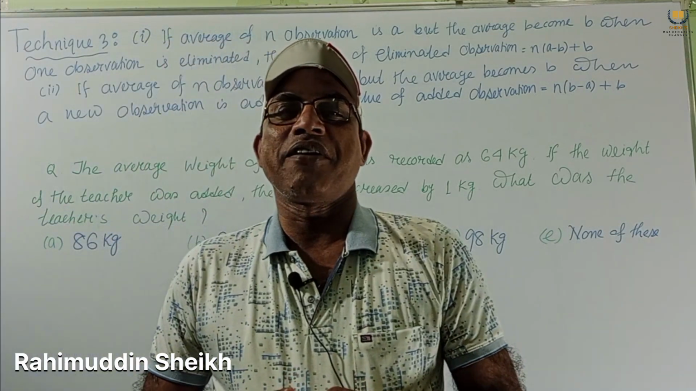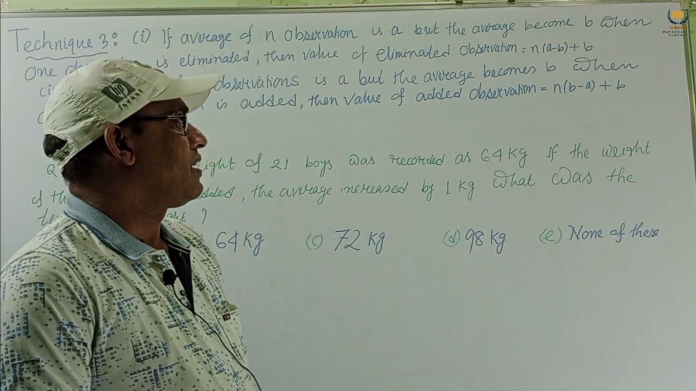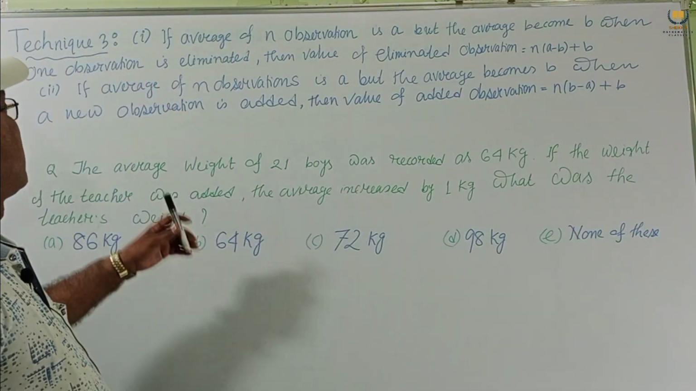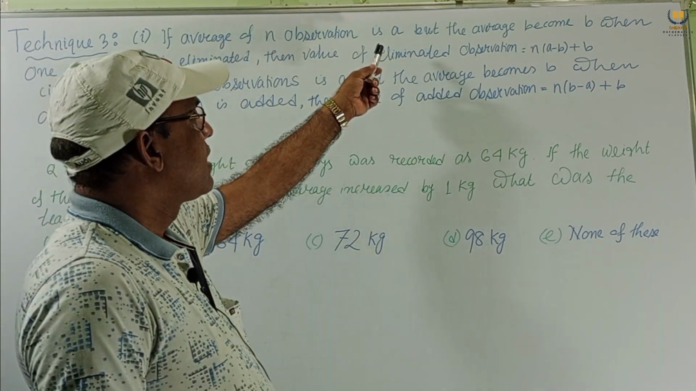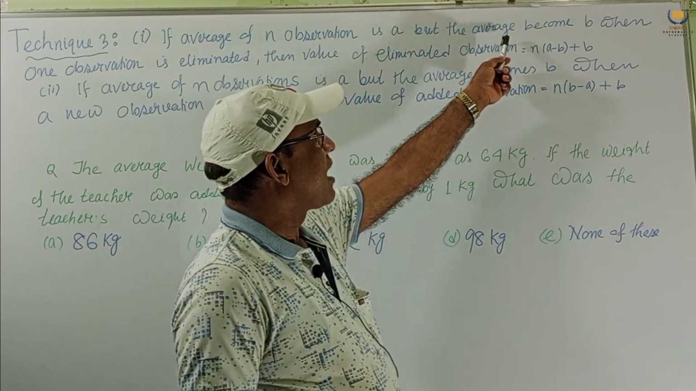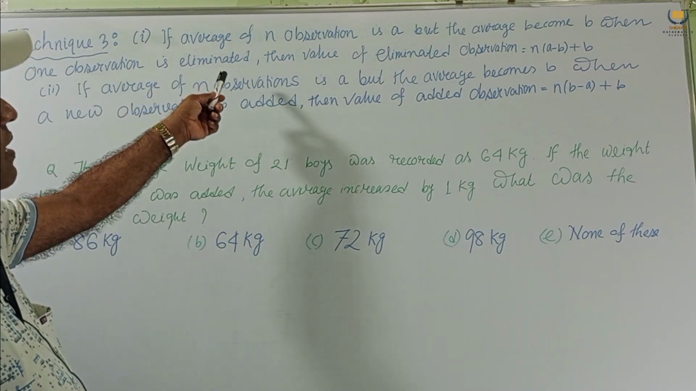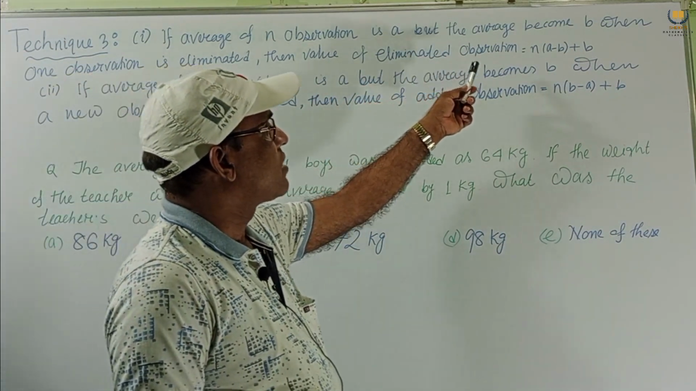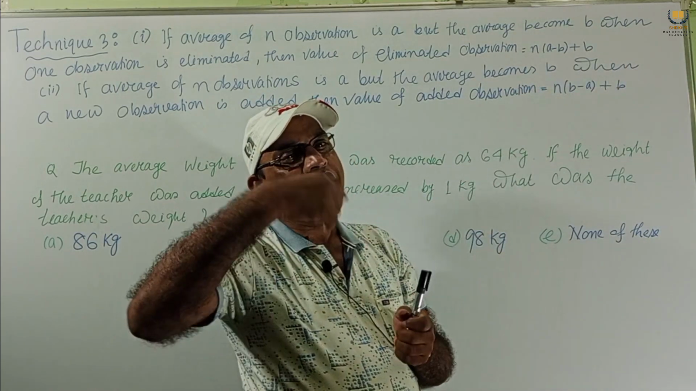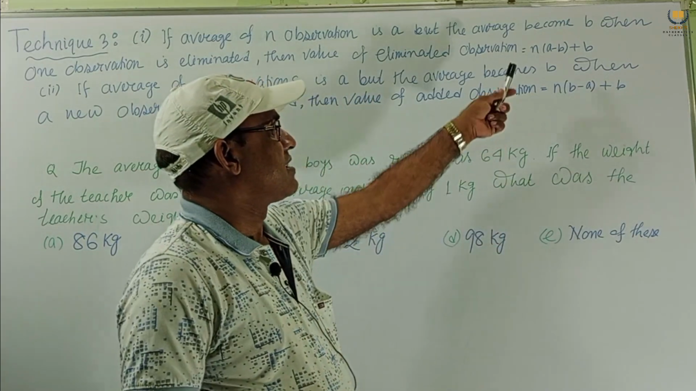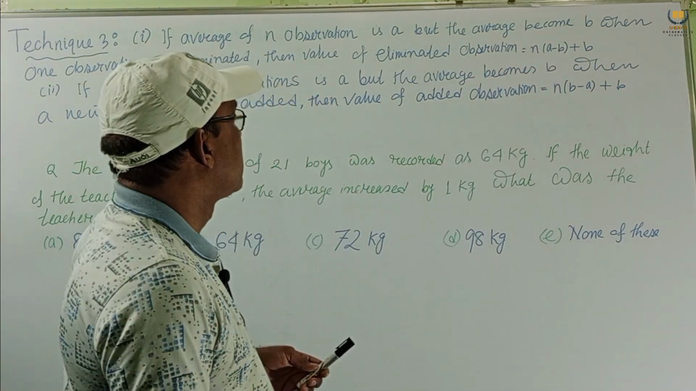Today we start technique number 3, average. Technique number 3, given 3-1: if the average of n observations is A, but the average becomes B when one observation is eliminated, then the value of the eliminated observation is n into (a minus b) plus b.